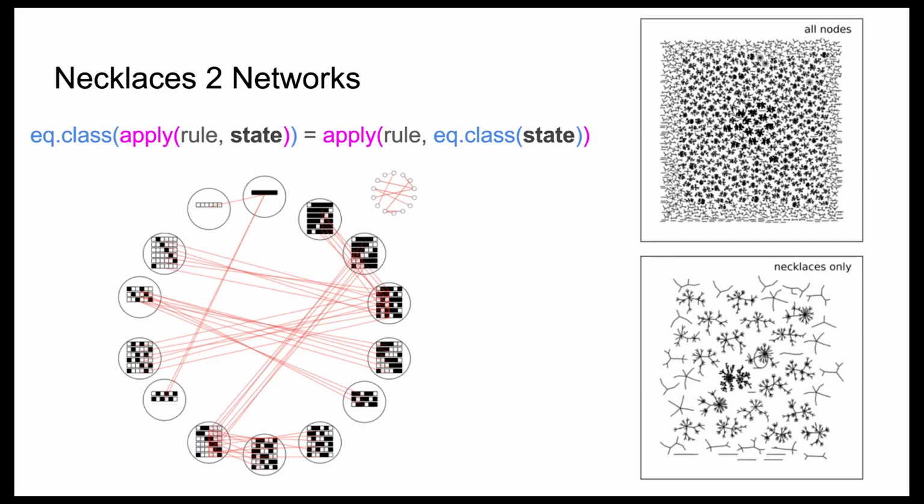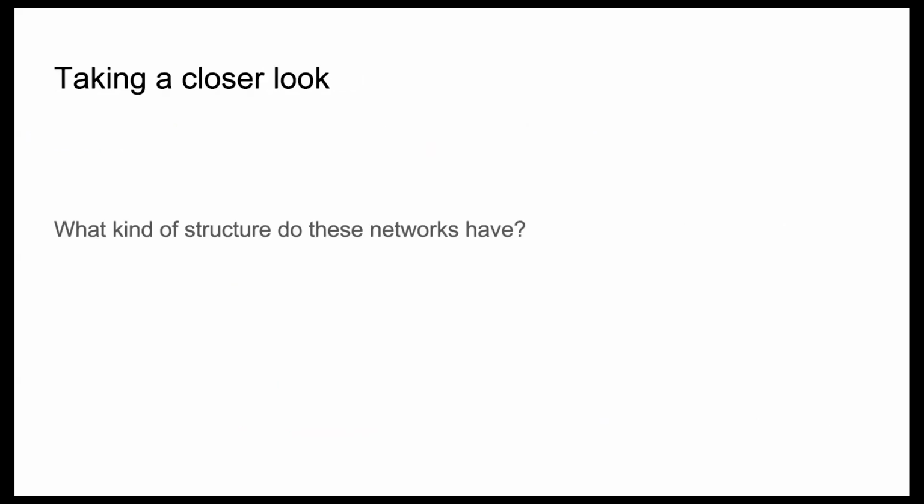And if you consider this coarse-grained version, you can see that the reduction of nodes is pretty significant. As you can see here, there's a comparison between all the nodes and the necklaces only, and it allows you to see more clearly the structure underlying these rules without all the noise of additional redundancy.